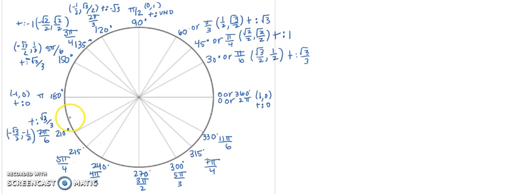And then over here, it's going to be like this one, but we're going back and down. So this is negative root 2 over 2, comma, negative root 2 over 2. And then your tangent will be a positive 1.